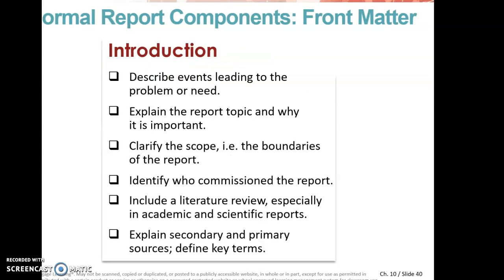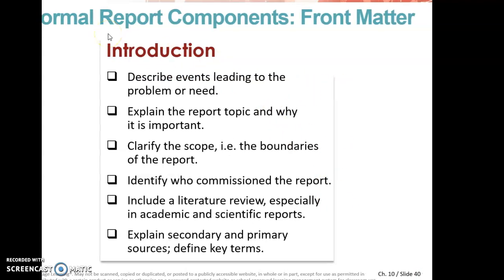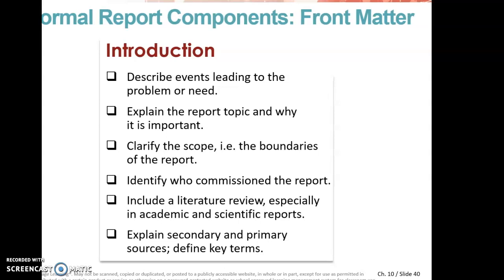So in the frontal report, in the introduction, you have an opportunity to really describe events leading to the problem or the need, and explain the report topic and why it's important. You want to consider the significance of why this report is being developed, determine the scope and the boundaries, look at the roadmap or the structure of the report as well, identify who commissioned the report, who gave you the authority to do it, determine any literature review that you may have, sources and methods, and of course key terms that may be important for those who are reading it to fully understand your report.